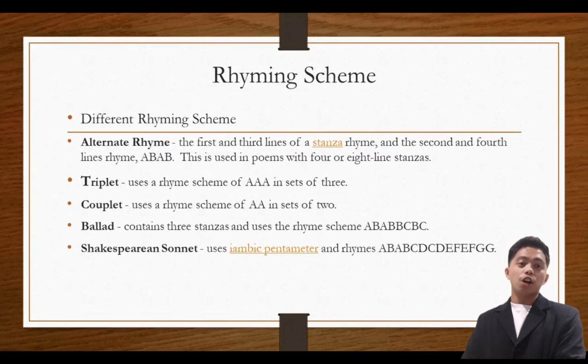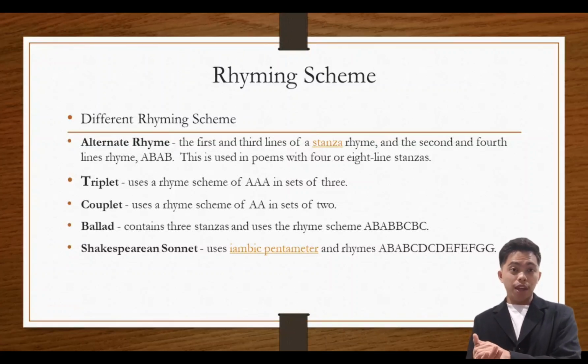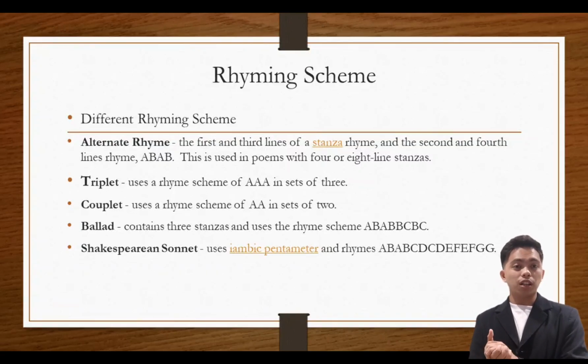Okay, so if we're going to talk about Shakespearean sonnet, it has the pattern of ABAB, CDCD, EFEF, and GG. Okay, so that's the pattern of Shakespearean sonnet. It is a type of rhyming scheme that is slightly complicated. Okay.